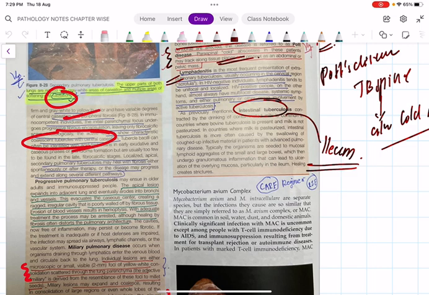And please go in depth into what the false positive and false negative results are for the Mantoux test. That is the purified protein derivative tuberculin sensitivity test. Then what are the recent molecular diagnostic methods which are available for the diagnosis of TB. TB is a very vast topic. As far as pathology is concerned, this much is important. We have Ghon's focus, Ghon's complex, Ranke's complex, all those things.